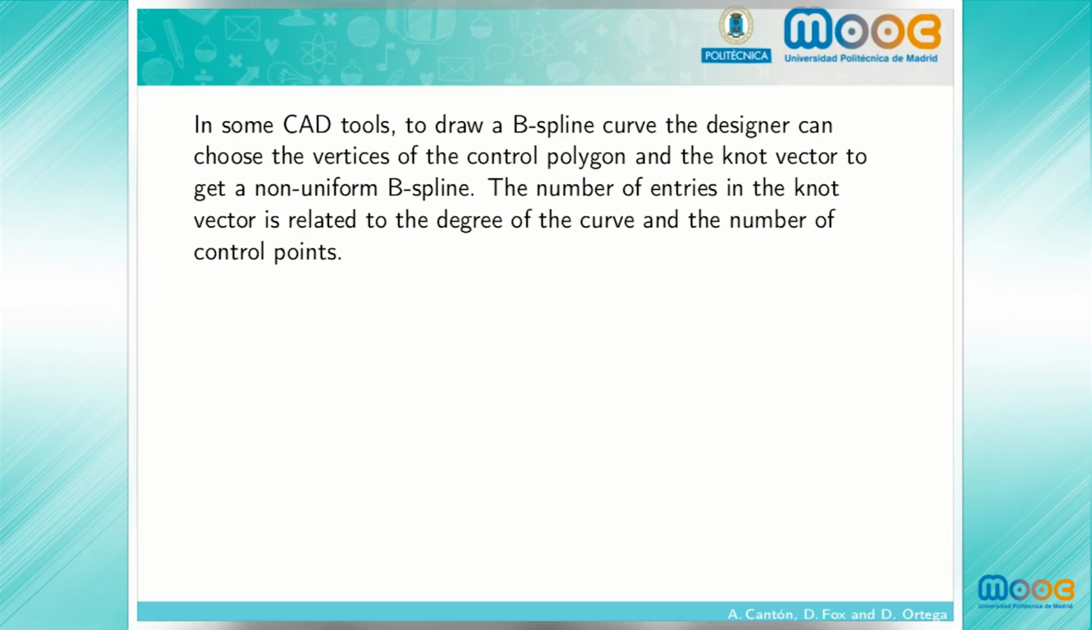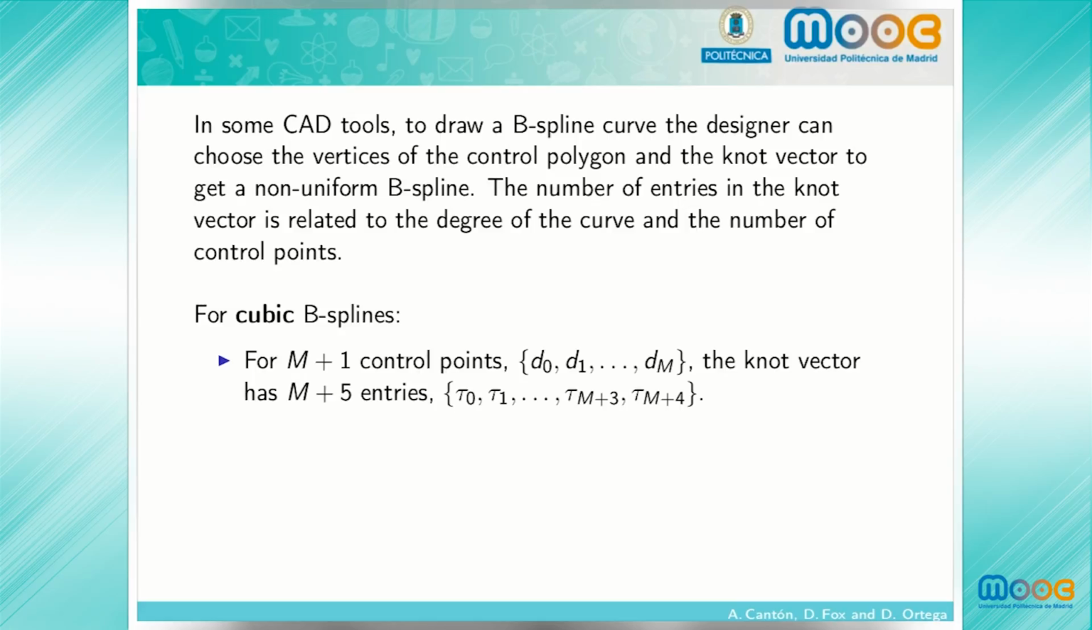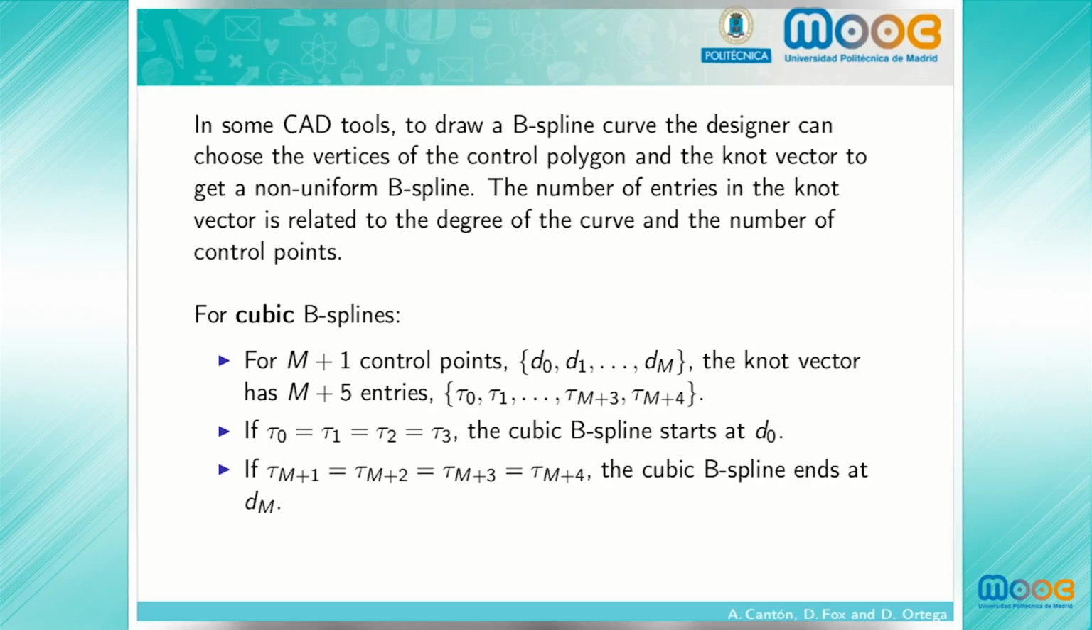In CAD tools, to draw a B-spline curve, the designer can choose the vertices of the control polygon and the node vector to get a non-uniform B-spline. The number of entries in the node vector is related to the degree of the curve and the number of control points. For cubic B-splines, for n+1 control vertices, the node vector has n+5 entries. If the first 4 entries are equal, the cubic B-spline starts at the first vertex of the control polygon. If the last 4 entries are equal, the cubic B-spline ends at the last vertex of its control polygon.